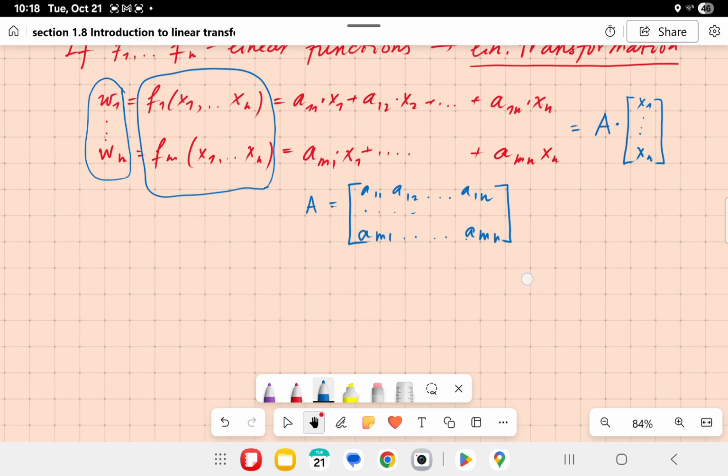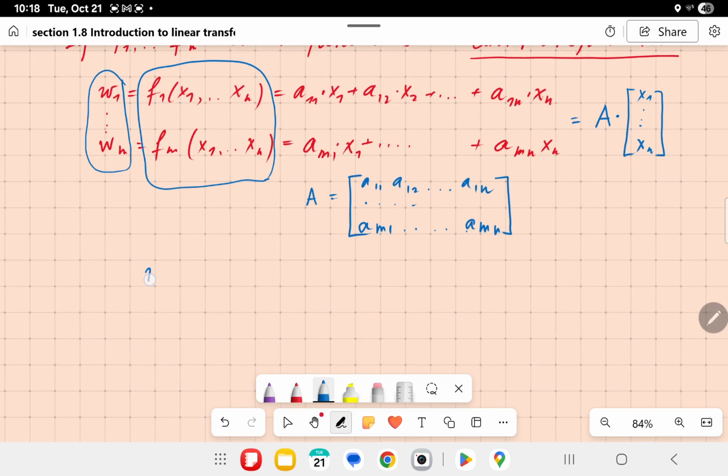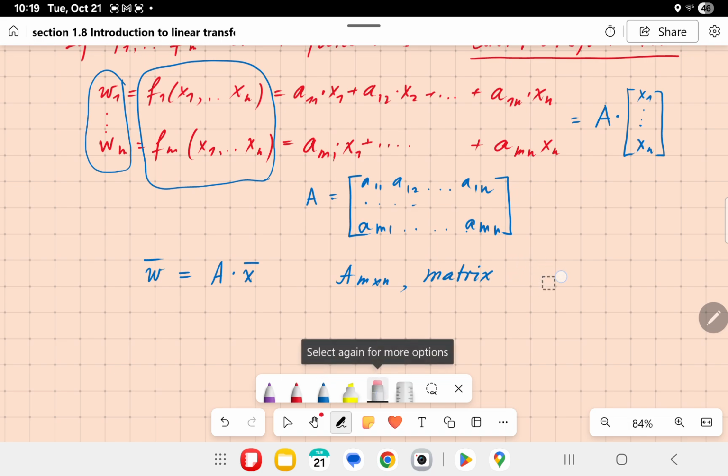So basically, guys, we are going to have something like this. w is going to be equal to A multiplied by x. A here is going to be an m by n matrix, and that's going to be the matrix of transformation. Let me write matrix of transformation. That's going to be better to write down in the beginning.